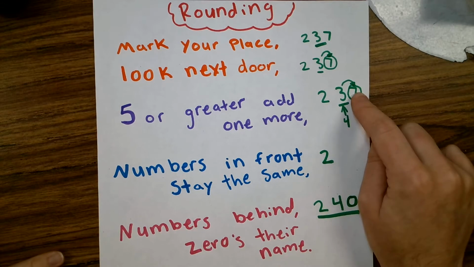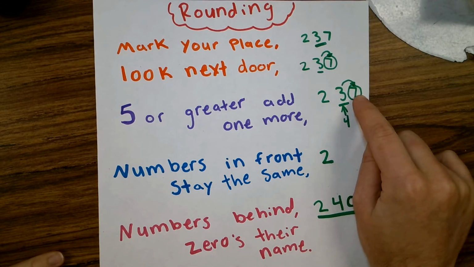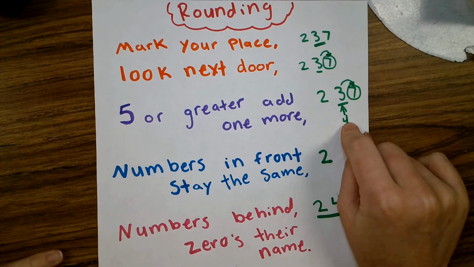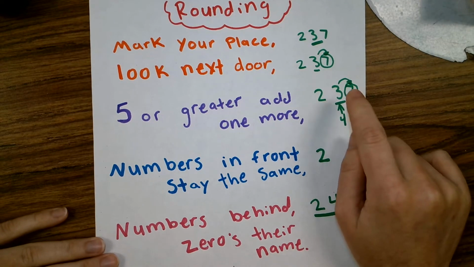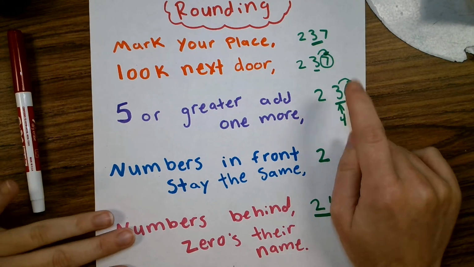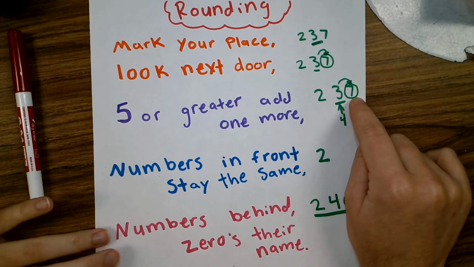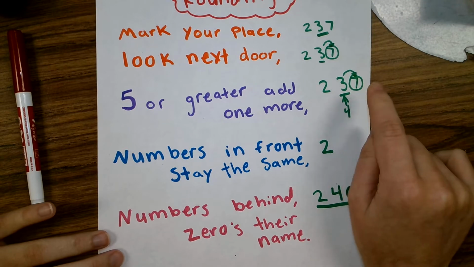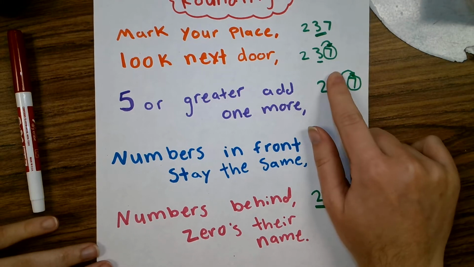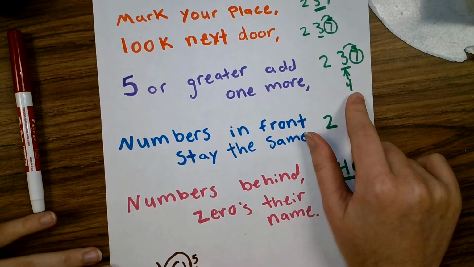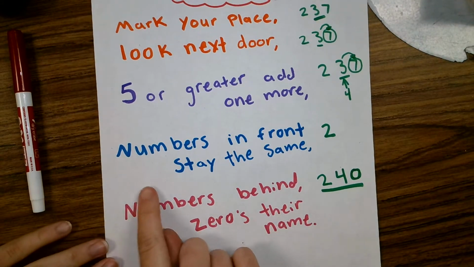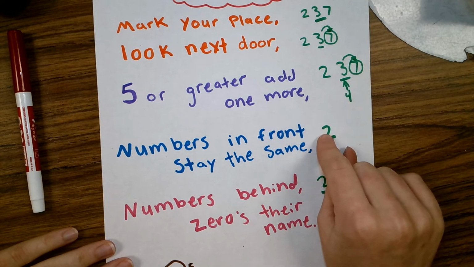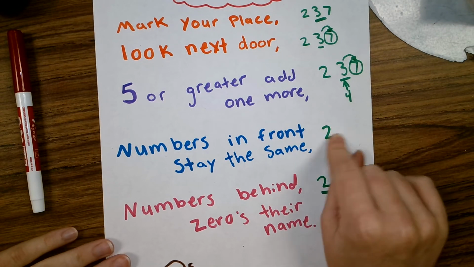If the number that you circled is greater than or equal to 5, then you're going to add 1 more to your rounding place. Whatever place value it's asking you to round to, you add 1 more if the number you circled is greater than or equal to 5. If it's 4 or less, you're just going to leave this number alone. You're not going to do anything with it. And then numbers in front stay the same. The number in front of the place that you're rounding to is going to stay the same.